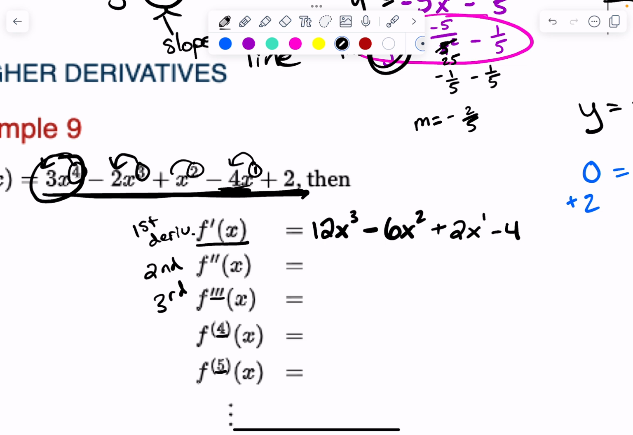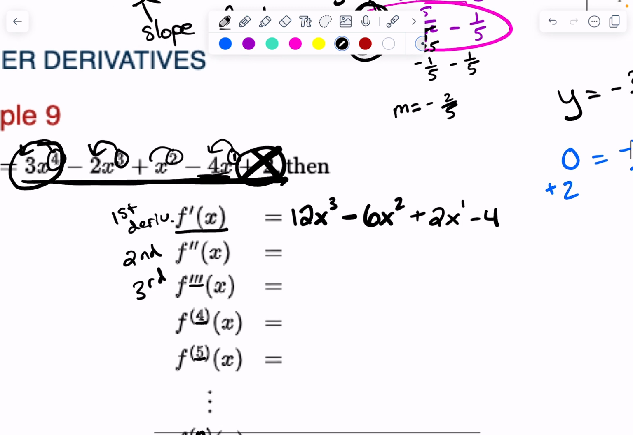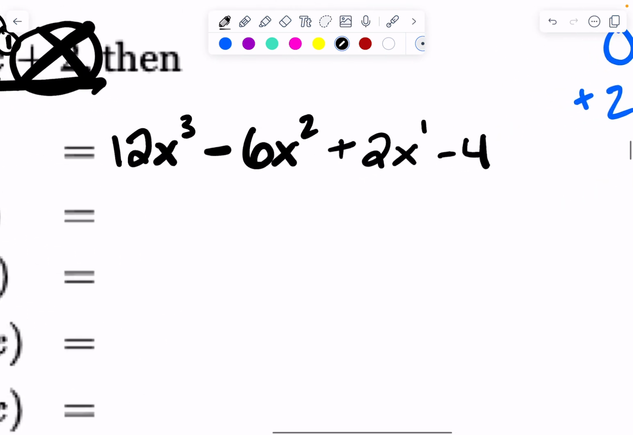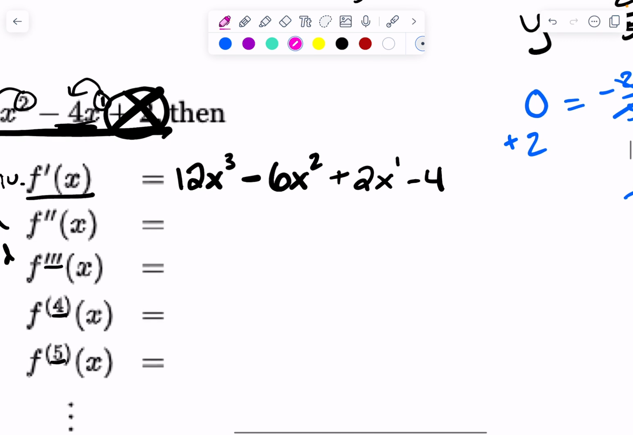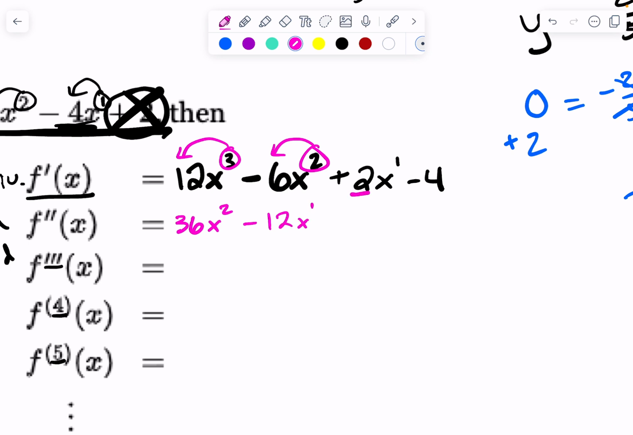We know that if there's a constant in front of an x, the derivative is just that number. And if it's a constant term without an x, its derivative drops off. Its derivative is 0. So now this is my first derivative. If I want the second derivative, I take the derivative of this expression, so I keep repeating the process. The 3 comes down in front. This is 36x squared. The 2 comes down in front. Minus 12x to the 1st power. This one is just plus 2. And the 4 drops off.